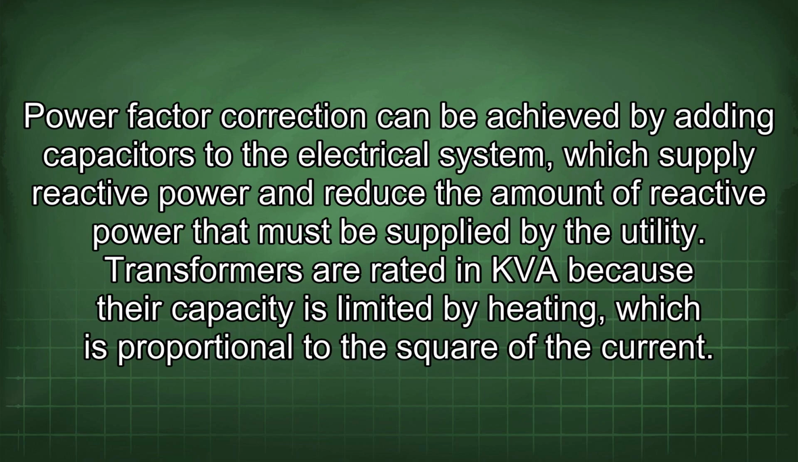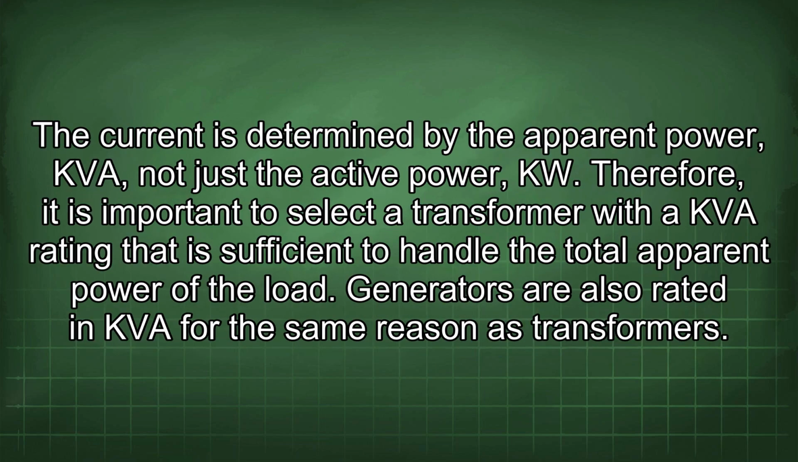Power factor correction can be achieved by adding capacitors to the electrical system, which supply reactive power and reduce the amount of reactive power that must be supplied by the utility. Transformers are rated in KVA because their capacity is limited by heating, which is proportional to the square of the current. The current is determined by the apparent power, KVA, not just the active power, KW.